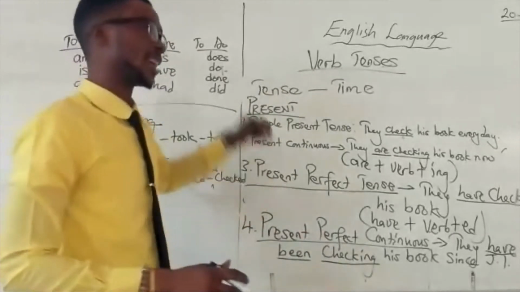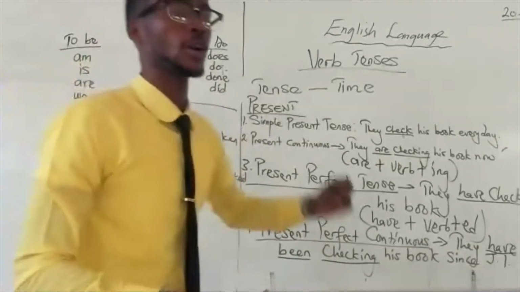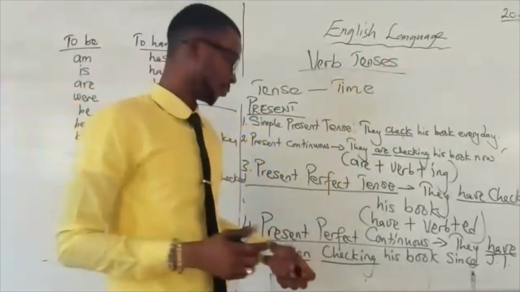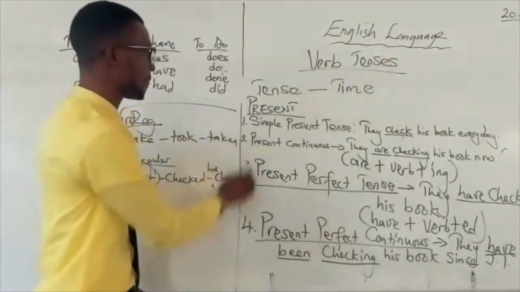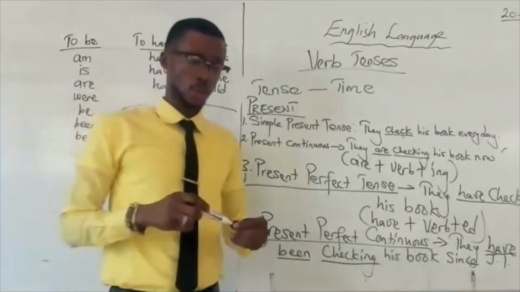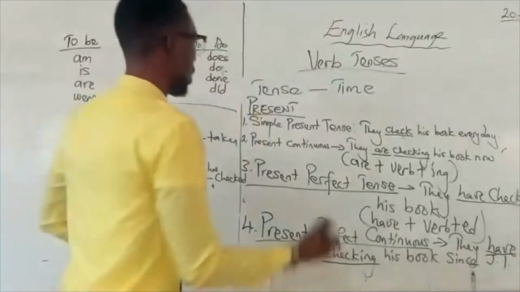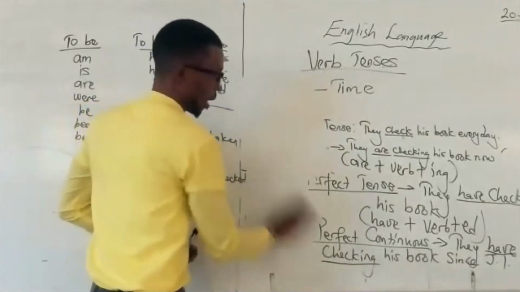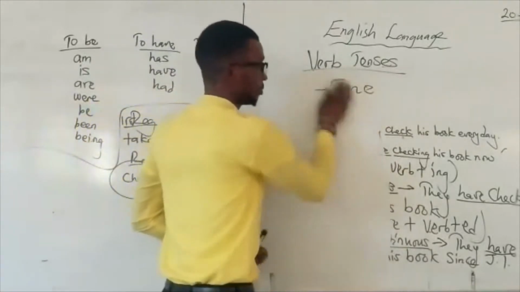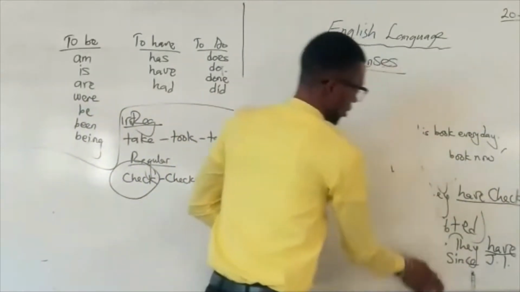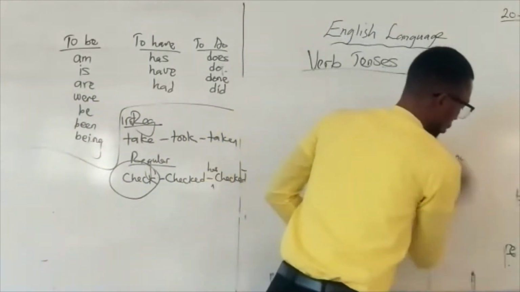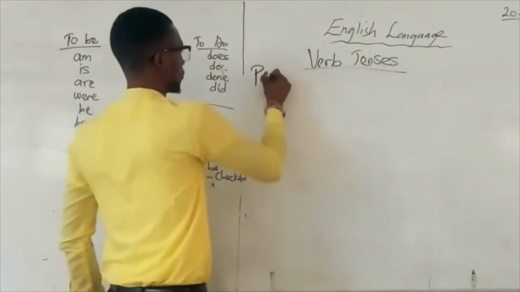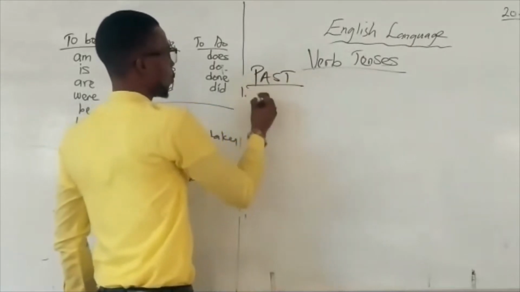Okay, an action that started in the past, it is still going on in the present, and there's every tendency that it is going to continue in the future. All right, that is for the present. So we looked at 4. I told you there are 12 different times under English grammar when you talk about tenses. Now we look at the past. We are going to look at the past now. Well, we have the simple past.